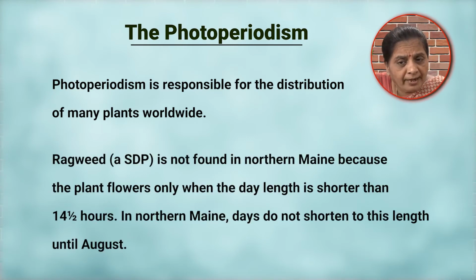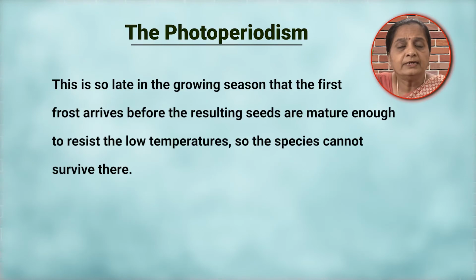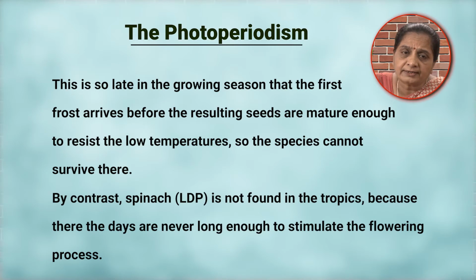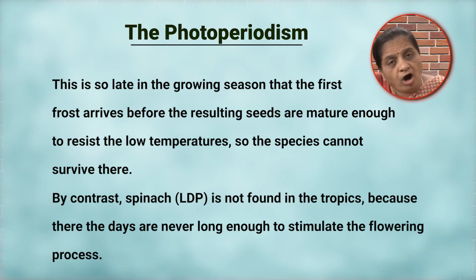Ragweed, a short day plant, flowers only when the day length is shorter than 14.5 hours. In northern Maine, days do not shorten to this length until August. This is so late in the growing season that the first frost arrives before the resulting seeds are mature enough to resist the low temperature. So the species cannot survive there. By contrast, spinach, a long day plant, is not found in the tropics because their days are never long enough to stimulate the flowering process.